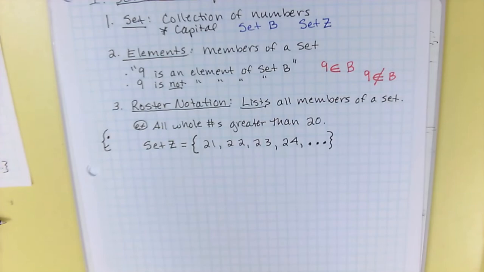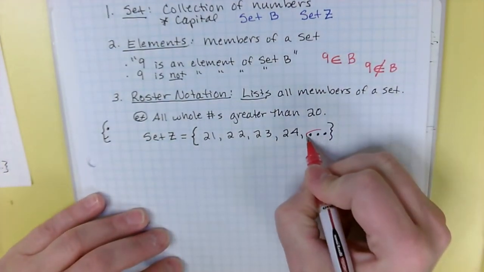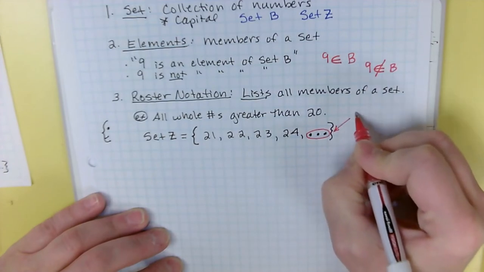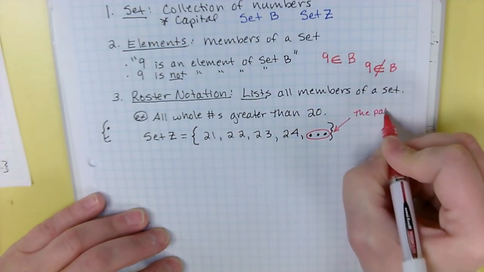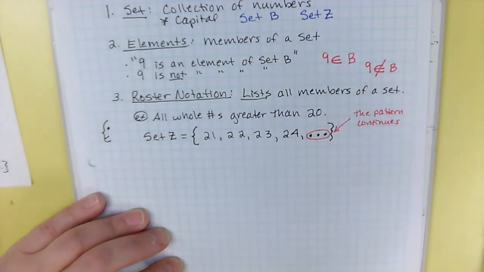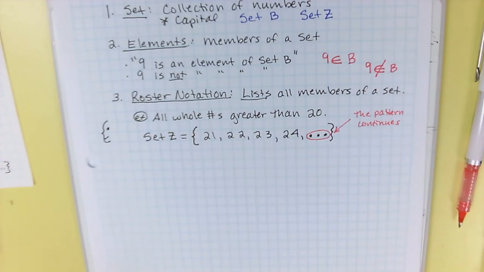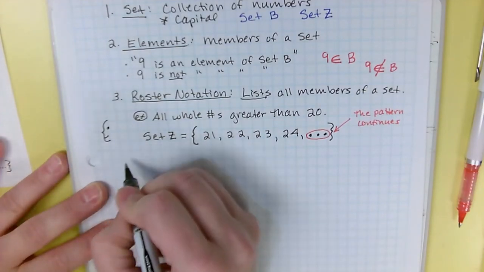In English class, dot dot dot means etc. In math class, this means the pattern continues. Means it goes on infinitely. So that's how you do roster notation. You list the members. If you need to do a dot dot dot, the pattern continues, you are allowed to do that.